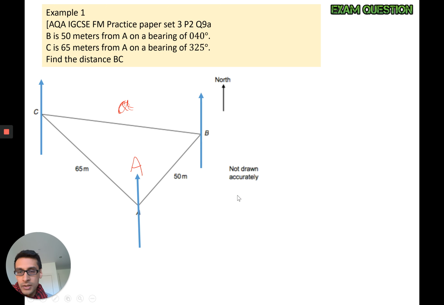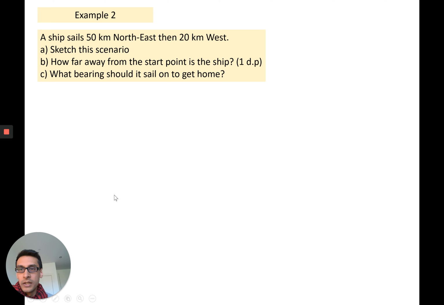So you can see we start out with this diagram here, and then we had to do a fair amount of labeling and working out. Now the second example here is a ship sails 50 kilometers northeast, then 20 kilometers west. Sketch the scenario. Pause the video, have a go.